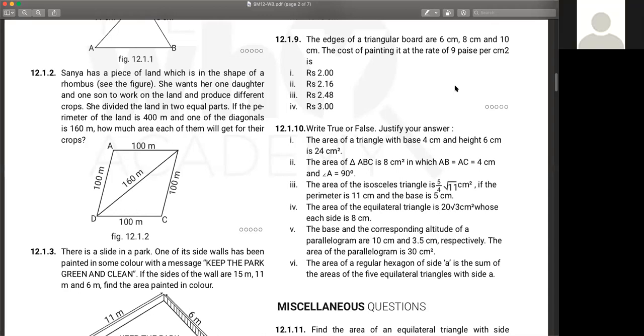Ma'am, can the height be 100, right? No. Because if we take the base as AD and the height as AB, then... But height is not AD, no? Because this is a rhombus. You don't know that this is 90 degrees. Like ADB is not a right angle triangle because it's not given that angle A is 90 degrees. So you can't take base 100 and height 100.